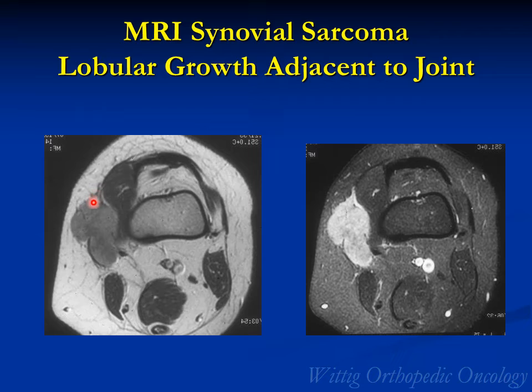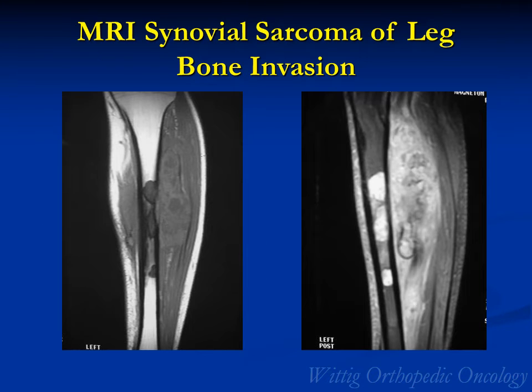There's the same MRI of the synovial sarcoma on both the T1 and T2 weighted images. This is an MRI of a synovial sarcoma of the leg. This is a very large synovial sarcoma where there was underlying bony invasion of the tibia. It's a T1 weighted image and T2 weighted images. Synovial sarcoma is one of the more common tumors that can invade the underlying bone or present with a skip metastasis to the adjacent bone.